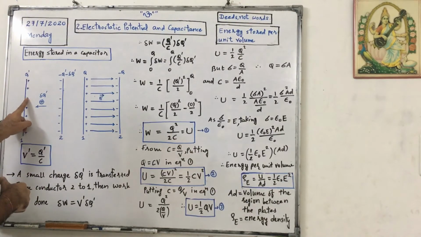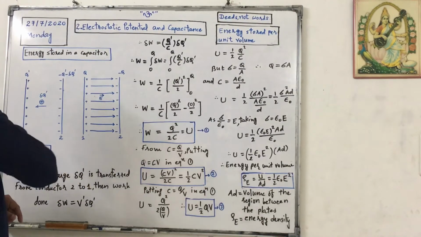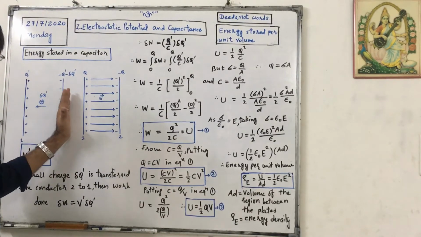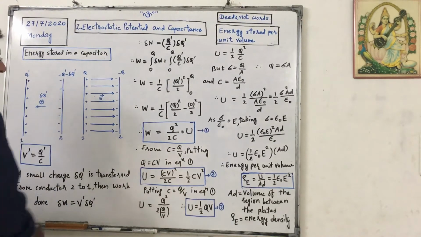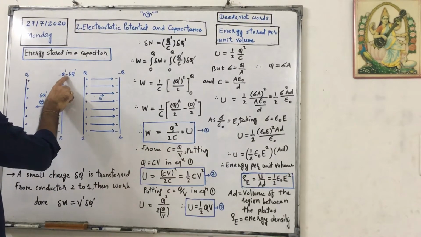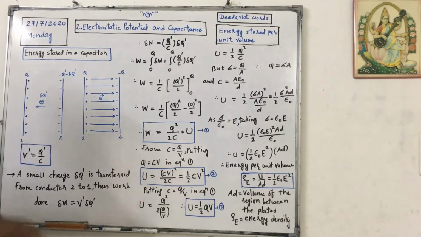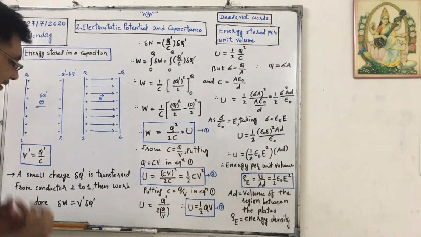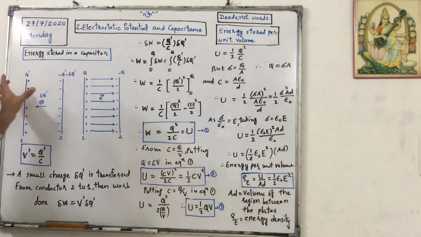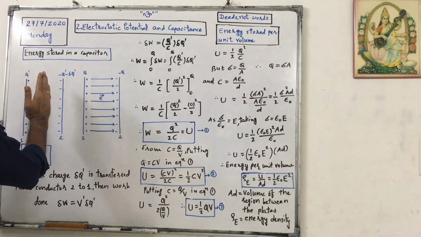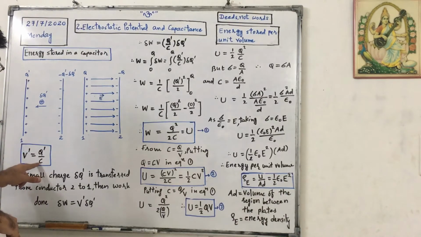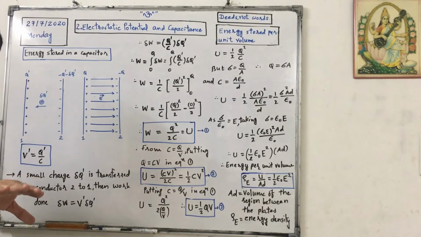See, positive will offer repulsive force, so I will have to apply some work. In other words, potential of this plate is more than potential of this plate, so I will have to apply some work. So here, minus Q dash minus delta Q dash, because delta Q dash is traveling in this direction, that I am sending. Here, when charge is minus Q dash and here charge is plus Q dash, the potential difference will be V dash equals Q dash by capital C. Capital C is the capacitance, it is constant.